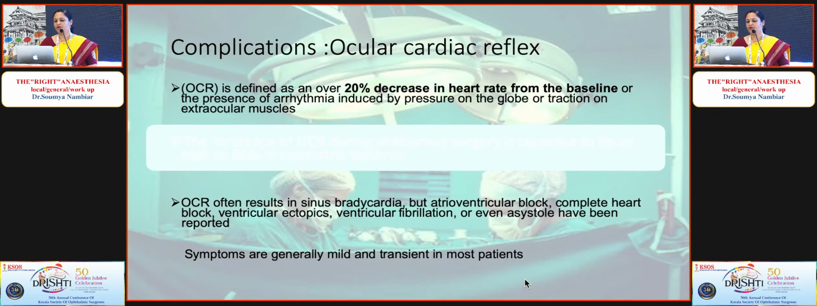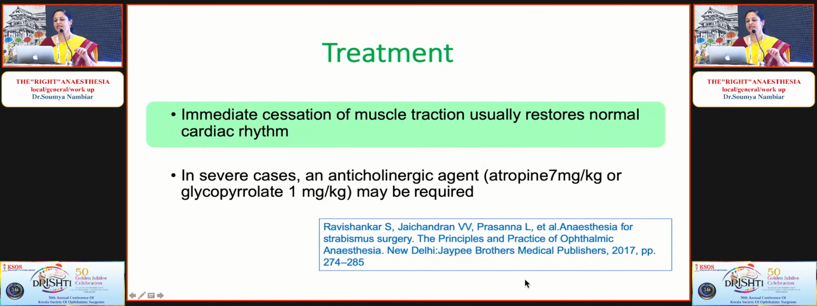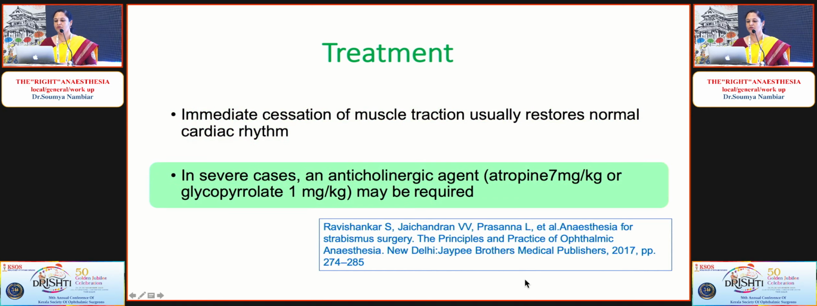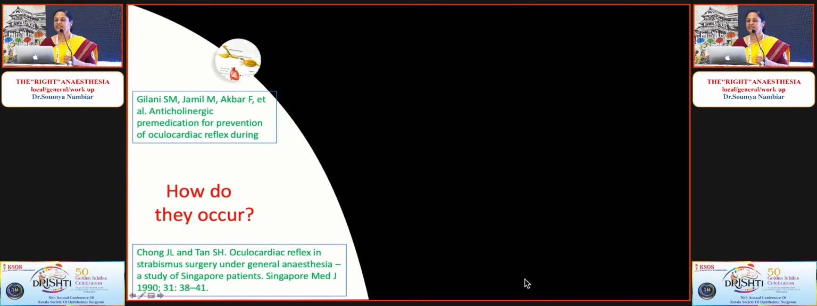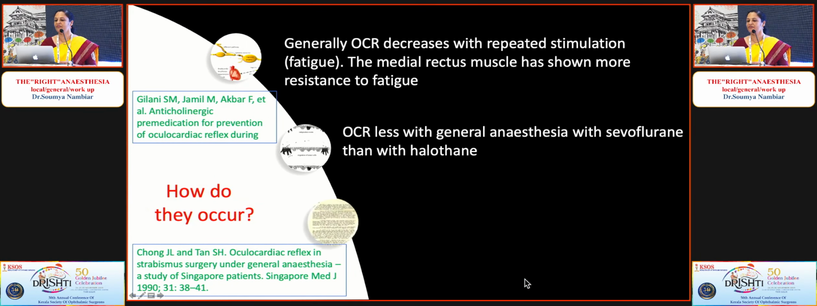So what do you do if you have an OCR? Basically, you immediately stop pulling the muscle, and that gives more time and prevents the OCR. In some cases you can also give atropine and glycopyrrolate, which tend to reduce it. And it has been seen that along with general anesthesia, if you give a little bit of local anesthesia, it prevents this.